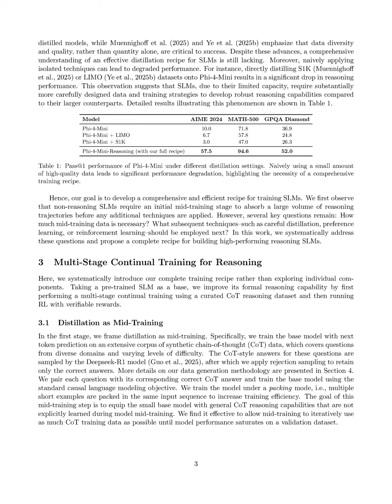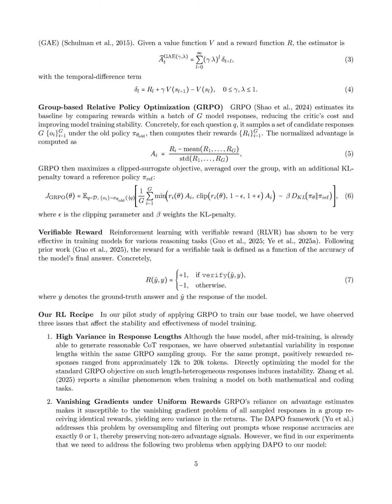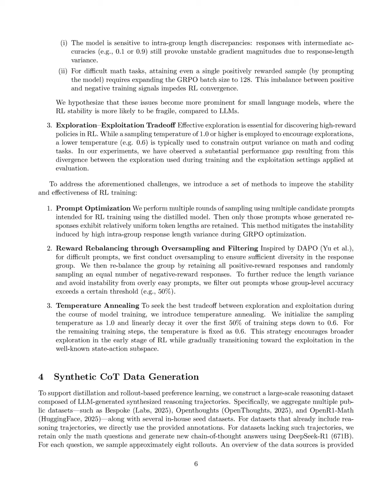Additionally, the mid-training phase requires a substantial volume of reasoning trajectories, which may not be readily available for all domains, potentially leading to inadequate training. Furthermore, the reliance on reinforcement learning with verifiable rewards may introduce instability, particularly in tasks with high variability in response lengths, which could hinder the model's adaptability to unfamiliar reasoning contexts. Lastly, the model's sensitivity to intra-group length discrepancies during training could exacerbate performance issues when faced with diverse reasoning tasks that were not part of the original training set.